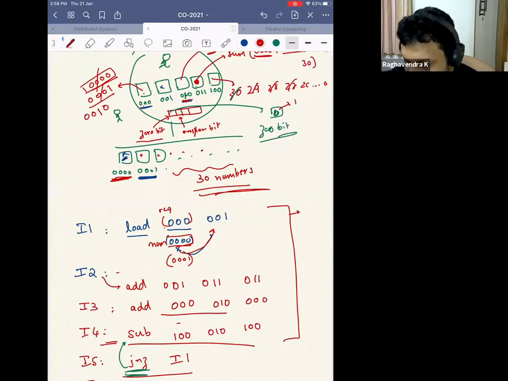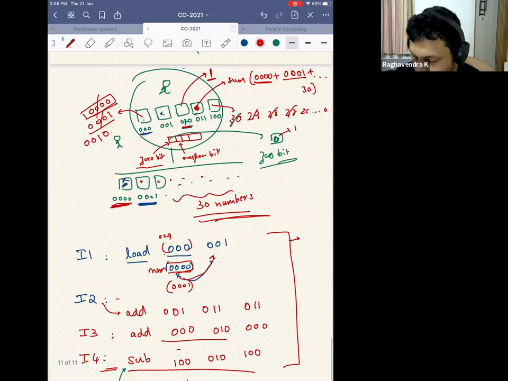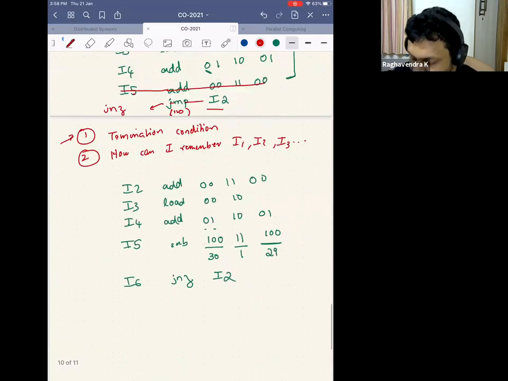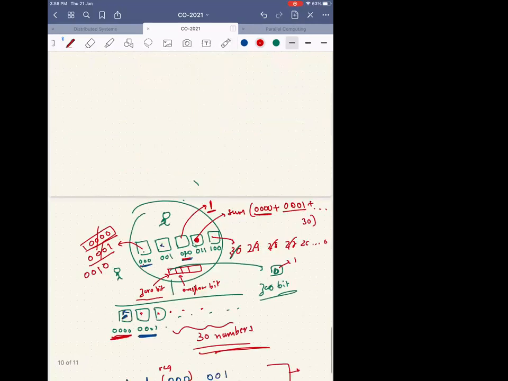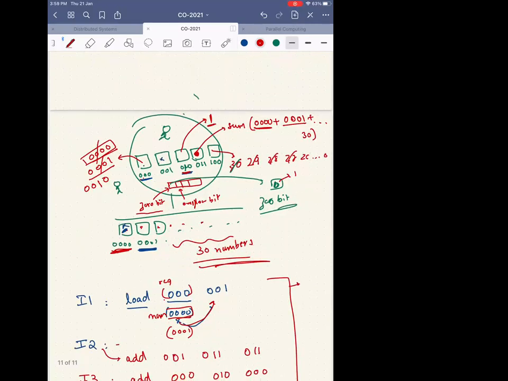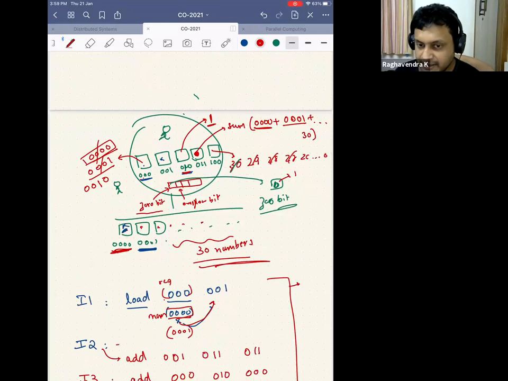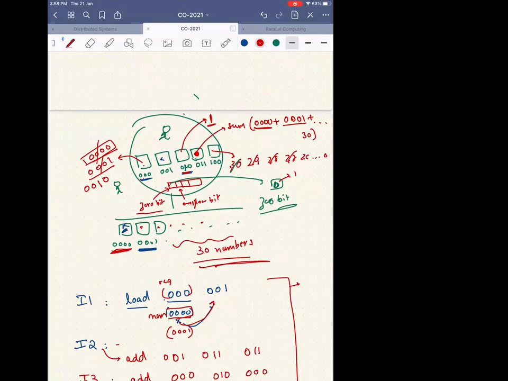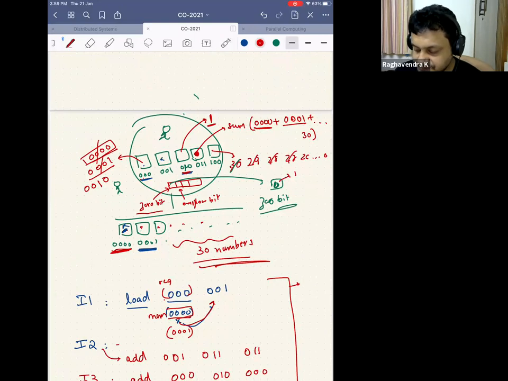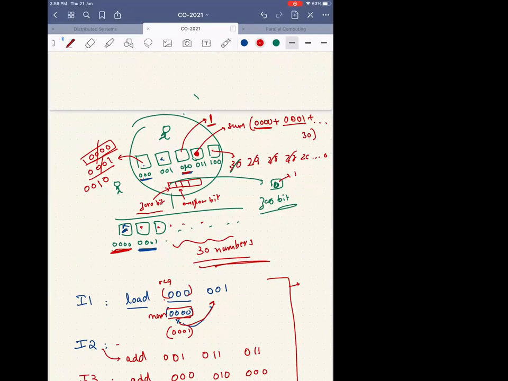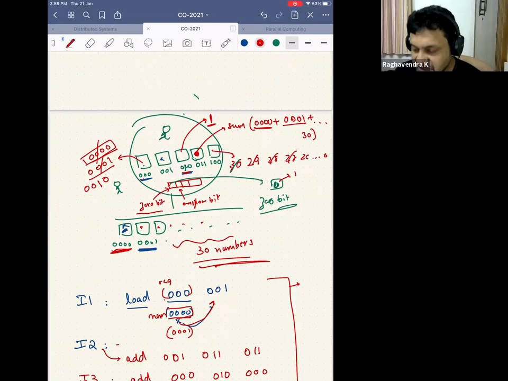Okay. For the last question: how can I remember I1, I2, I3? Sir, maybe one guy can keep track of all the instructions that came till now. No, I don't want one more guy. So don't we need memory to store it? Yeah, all the instructions have to be stored in some memory, because we can jump anywhere, right? So I have to have some memory.